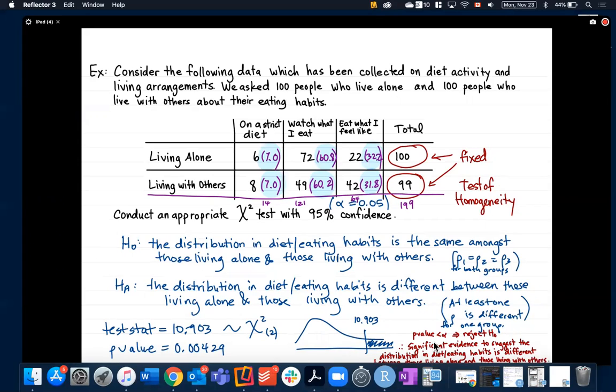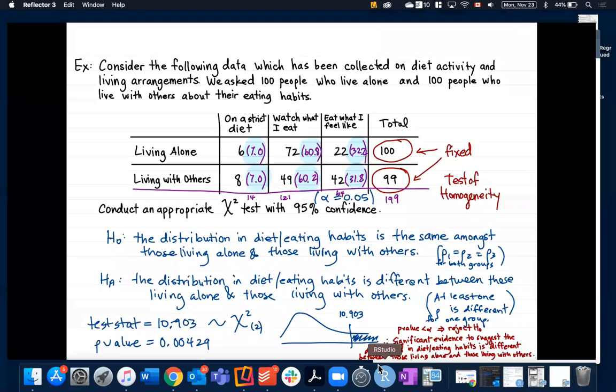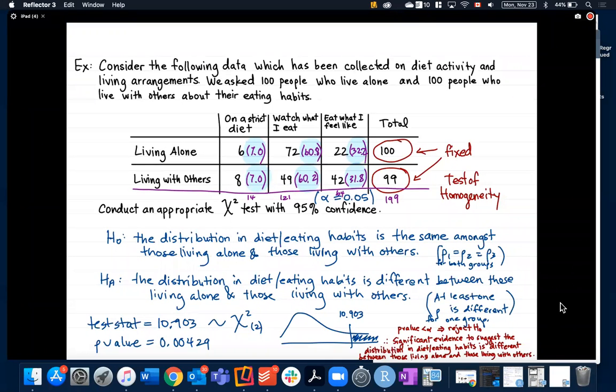Sorry, that's super small, but oh, and you can't even see it. Haha. Oh well. I'll just read it out loud. It says there's significant evidence to suggest the distribution in diet eating habits is different between those living alone and those living with others. So that's basically how I would go through and do a test of homogeneity.